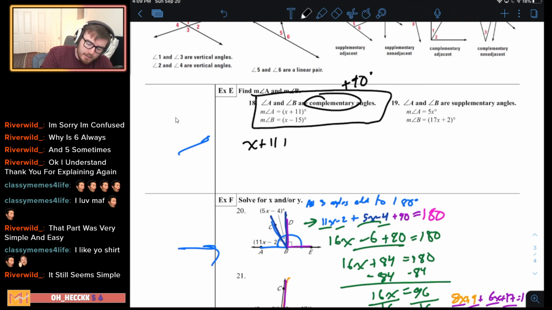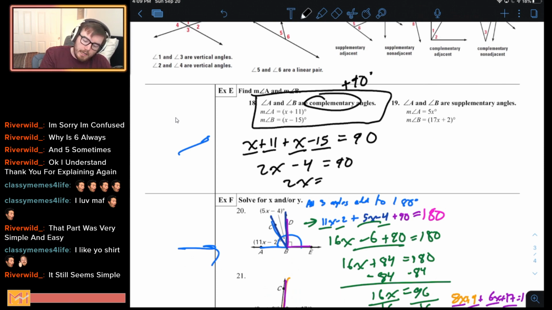So add the two things together and you should get 90 degrees. So x and x give me 2x. 11 and negative 15 give me negative 4. Add the 4. I've got 94. Divide the 2. I'm running out of room. I get 47. So this problem is essentially telling you which equation to write. It says, yo, add them and get 90, because that's what complementary means. And this problem is screaming at me, yo, add them and get 180, because that's what supplementary means.